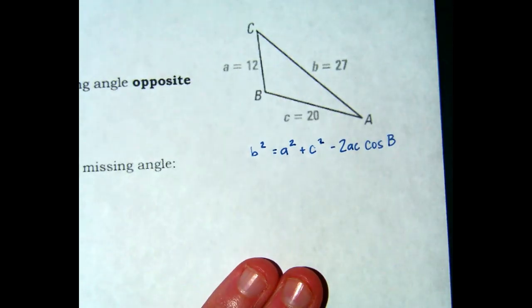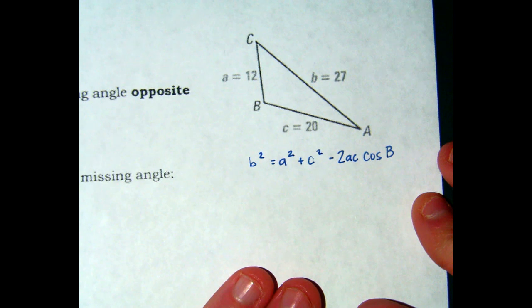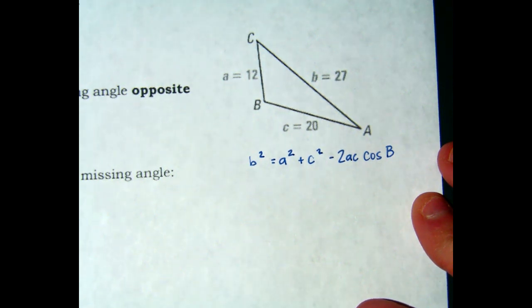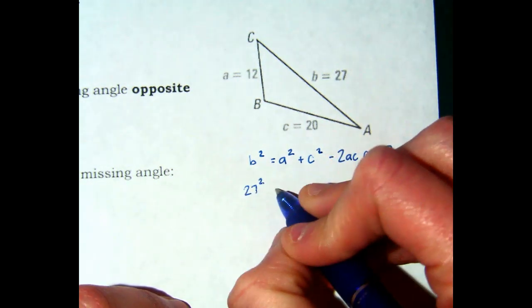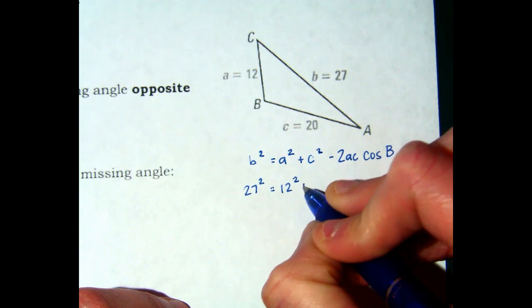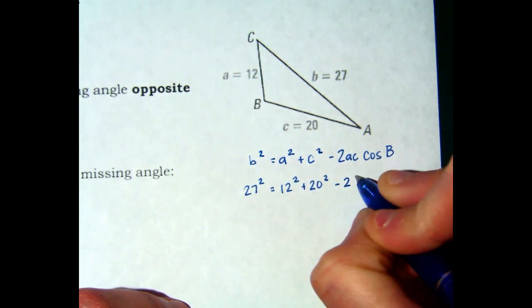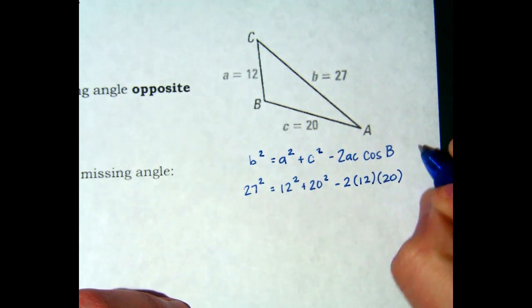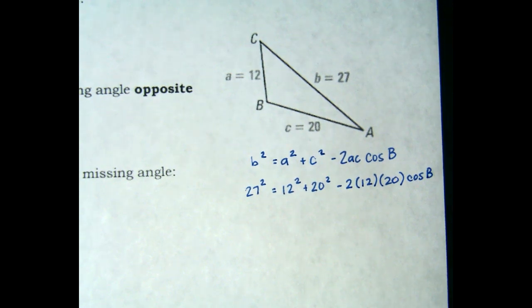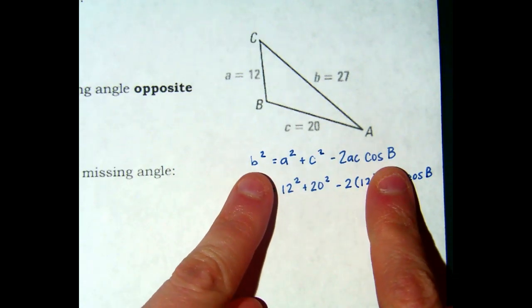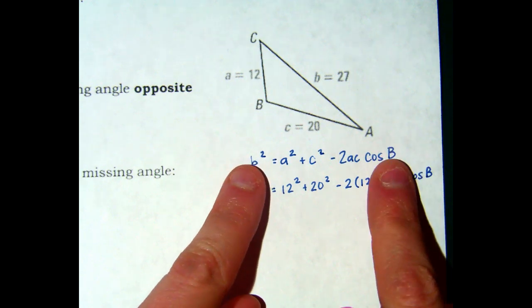This is what we're looking for, is B. And I don't have enough room to do all this there, so I'm going to do it over to the side. And I'm going to plug in what I know. 27 squared equals 12 squared plus 20 squared minus 2 times 12 times 20 cosine of B. Yes, these always match. It would be B and B, A and A, C and C.